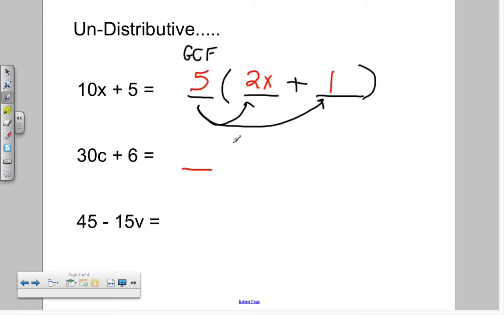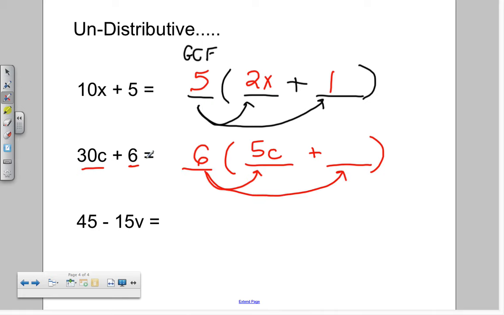I'm going to have a number outside, I'm going to have parentheses, and then I'm going to have something inside plus something else. Guess what? I just got partial credit. Okay, the number that goes here is going to be the GCF of my two terms here. So I've got 30C and 6. What is the GCF? What goes into both of these? 6. Okay, 6 times what gives me 30C? 6 times 5C gives me 30C. 6 times what gives me 6? 6 times 1 gives me 6. Okay, I've completed the undistributive.